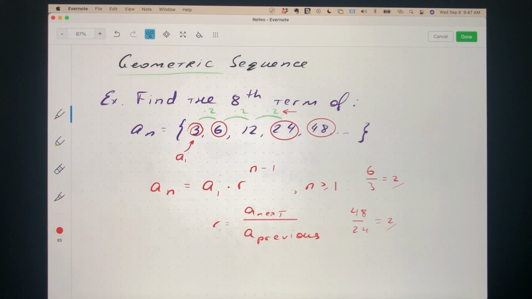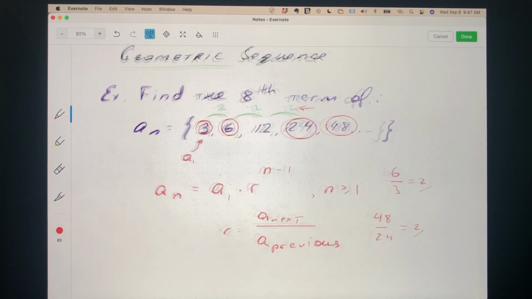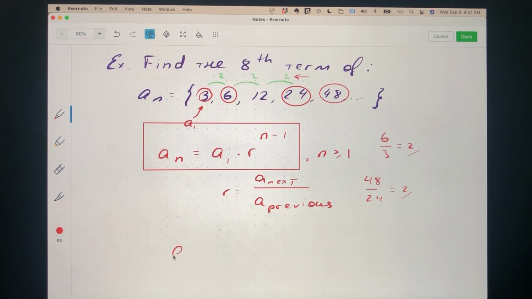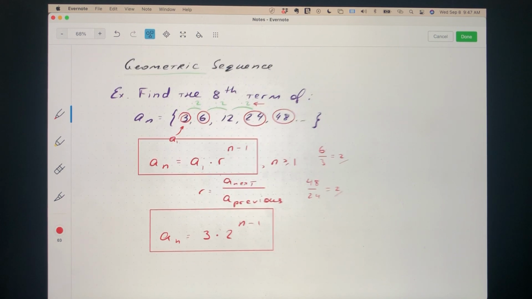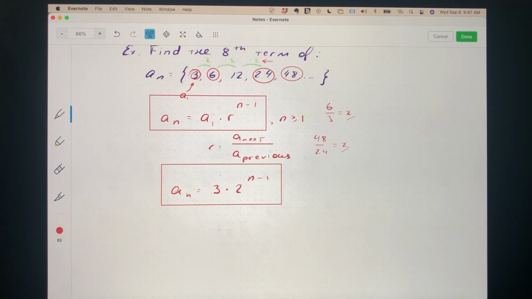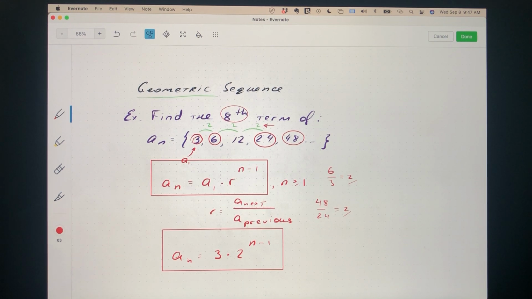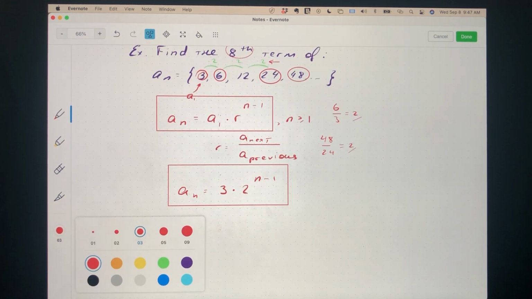So for us, let us write the formula for the geometric sequence using our numbers. So for us, the a sub n is, the first term is 3. Ratio is 2 to the power n minus 1. Now this is the general formula for all of our numbers. And we're asked to find the eighth term. So all we do is replace the n with the 8.